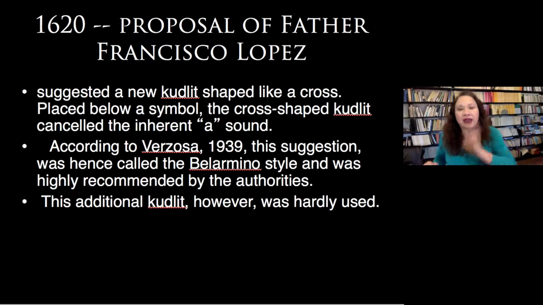Now in 1620, Father Francisco Lopez had a proposal, in the 17th century. He suggested a new kudlit shaped like a cross because obviously he was a priest. He said if people were to place the cross below a symbol, the cross-shaped kudlit would cancel the inherent A sound. So if you see the cross with the symbol, it means don't pronounce it with ba or ma. So there's no A anymore.